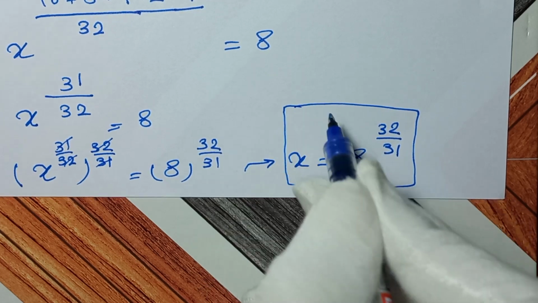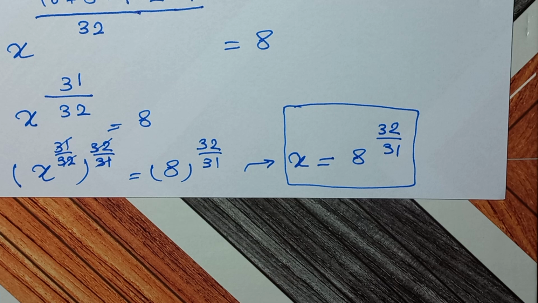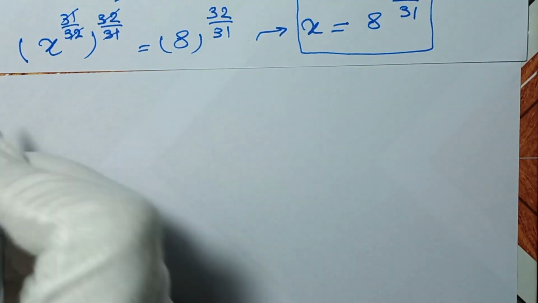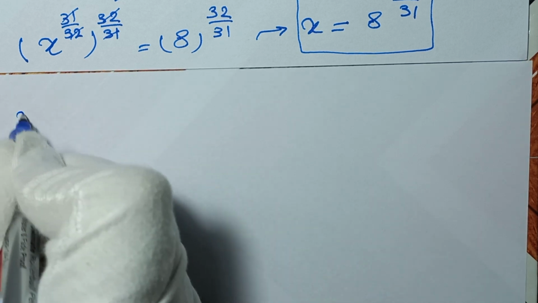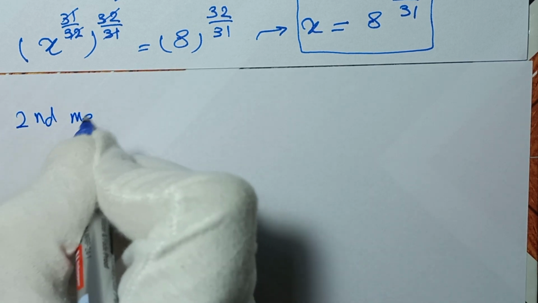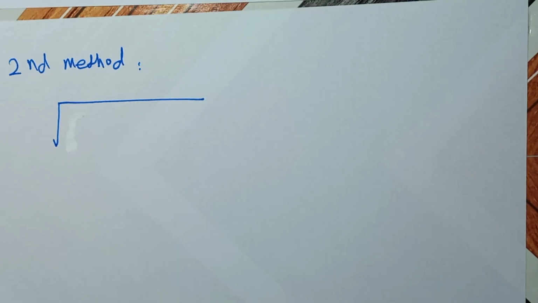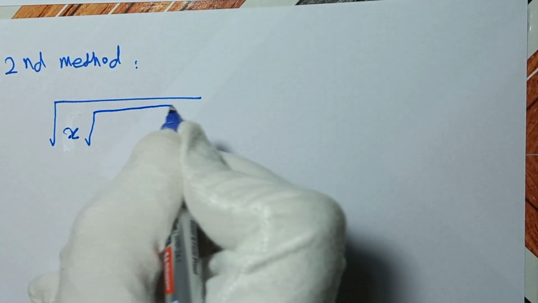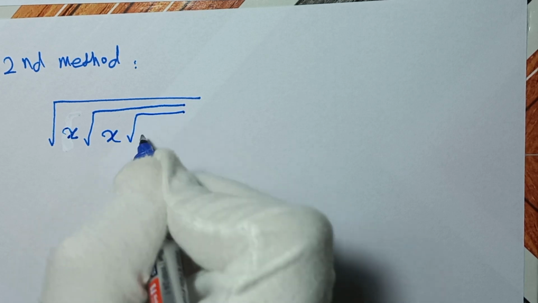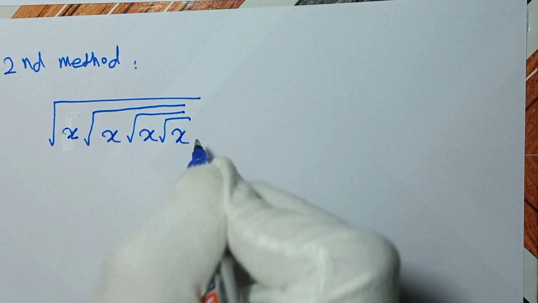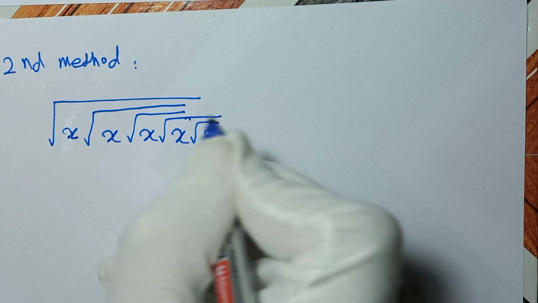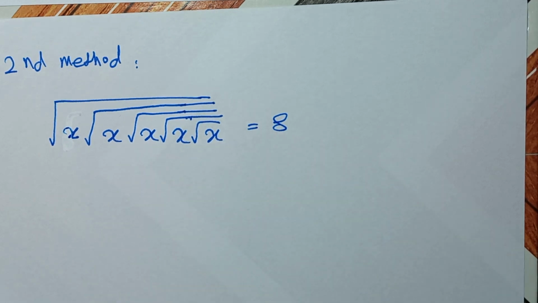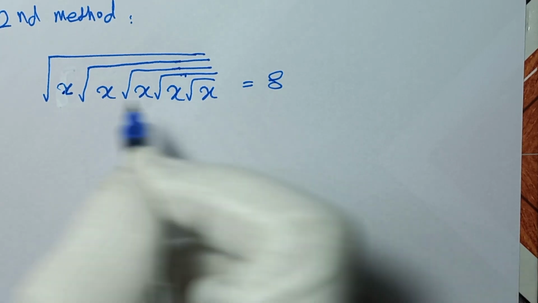So now solve this problem with the second method. Our problem was square root of x times square root of x times square root of x times square root of x times square root of x is equal to 8. In the first step, we raise both sides of this equation to the power of 2.